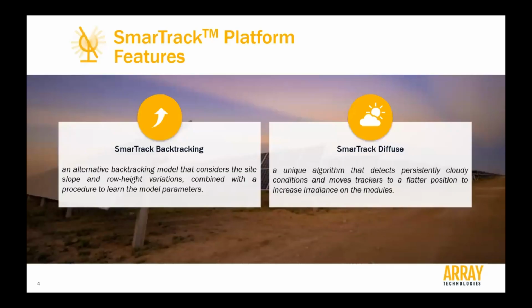So I'll be presenting on two features. We have SmarTrack Backtracking, which is an alternative backtracking model. It considers the site slope and row height variations, and it's combined with a procedure to learn the underlying model parameters. SmarTrack Diffuse is a unique algorithm that moves the trackers to a flatter position to increase the irradiance on the modules during persistently cloudy conditions. So this is related to the first talk that we heard today.